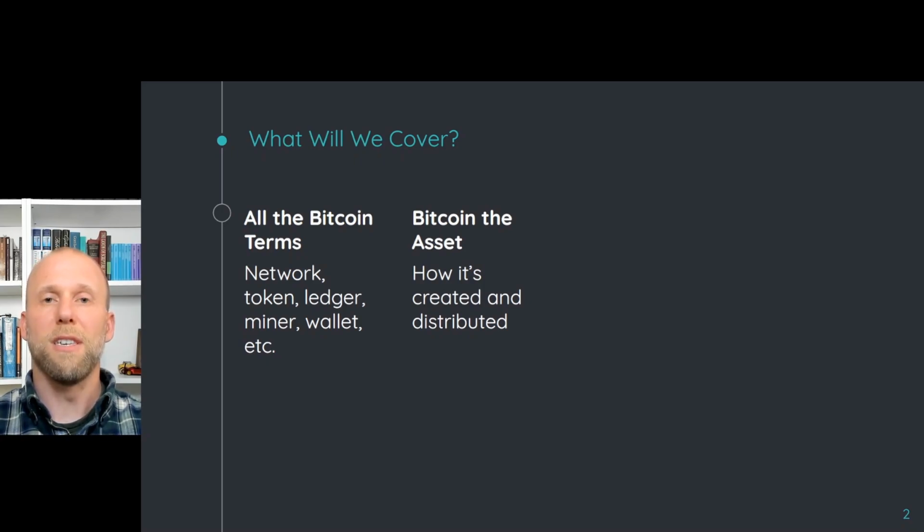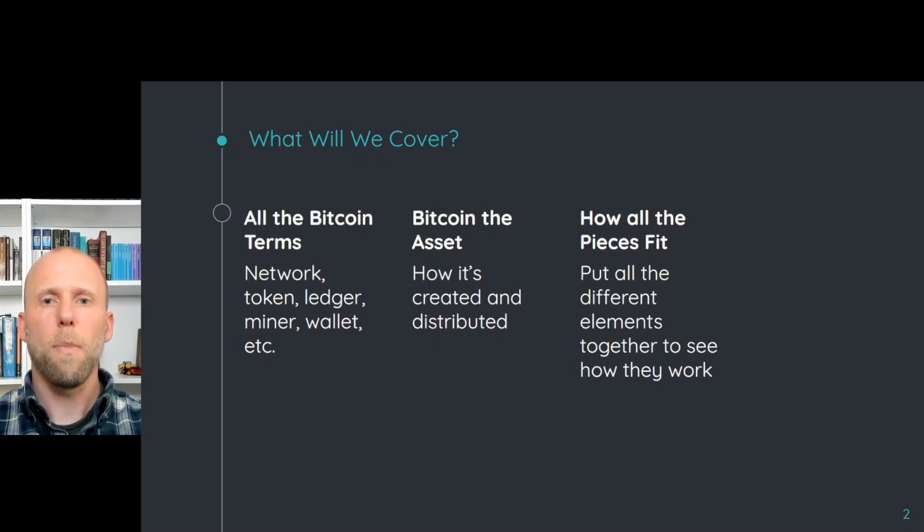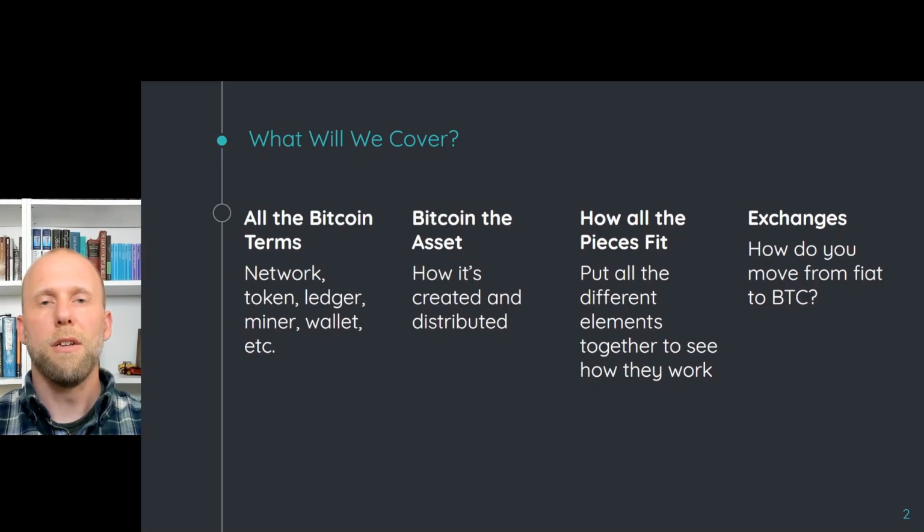We're going to talk about specifically Bitcoin, the asset, after we talk about how the network and all of its pieces work together. Then we're going to talk about how all of these pieces fit together. We're going to go through an example of what happens when a Bitcoin transaction is taking place so that you can see how all the machinery works behind the scenes. And then lastly, we're going to talk about exchanges, because if you're interested in Bitcoin, you have to have a way to move your fiat money and exchange it for Bitcoin. So we're going to talk about how you would go about doing that as well.